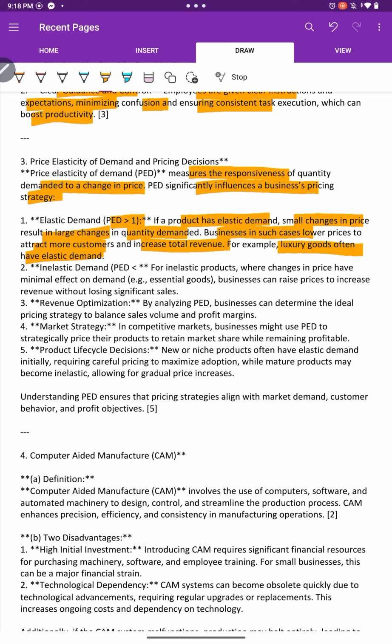You just need to explain one point, but I have written the other uses here also. I've talked about elastic demand, revenue optimization, marketing strategy, and product lifecycle decisions. You can take a screenshot of the other uses of PED in pricing decisions.